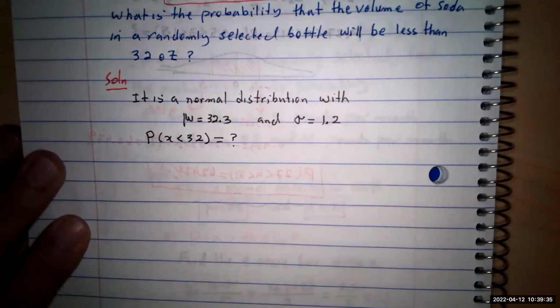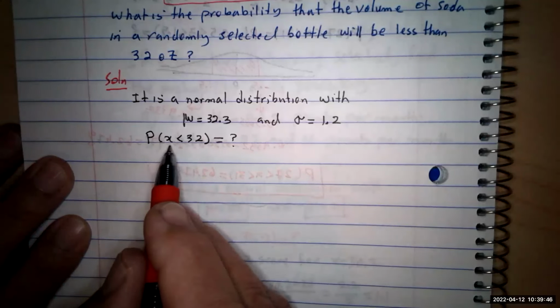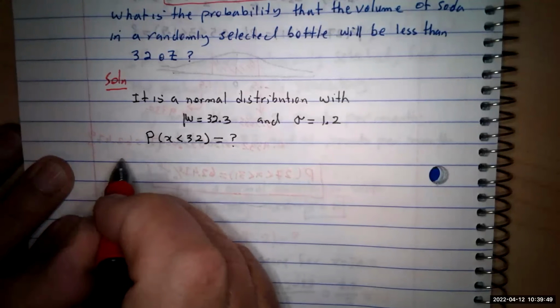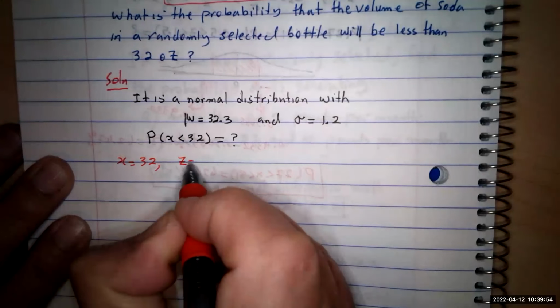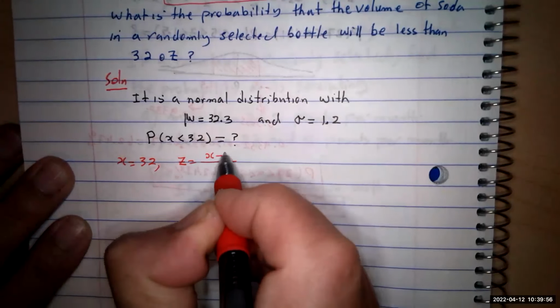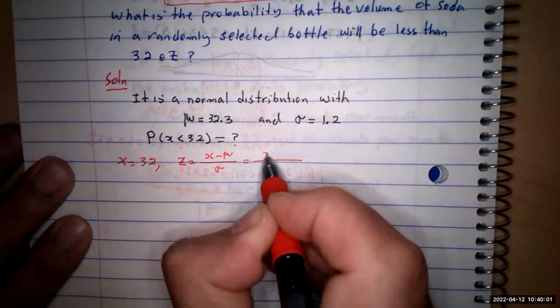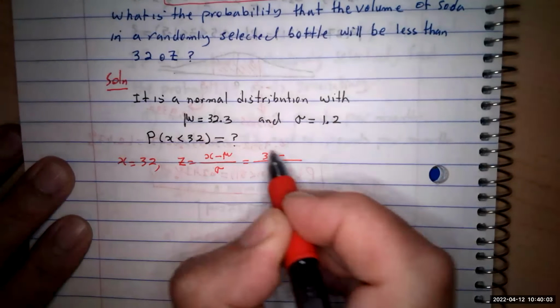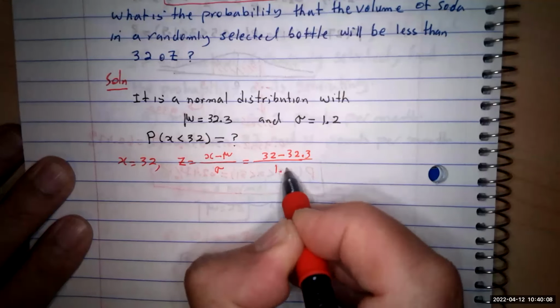The calculator will do it right away for you, but I do the operations and then I check it with the calculator. It'll be accepted on the test if you want to use the calculator. Okay, so you have to find the z-score. X is equal to 32. The z-score for X is X minus mu over sigma. Substitute 32 minus mu of 32.3, divided by the sigma of 1.2.